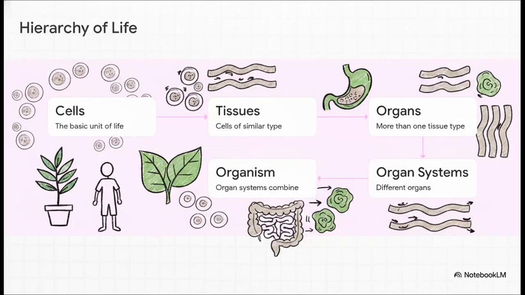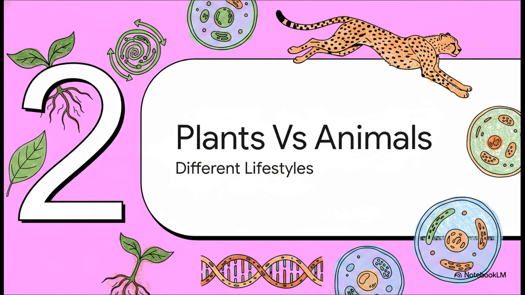Let's move to how this all builds up. It's kind of like a giant puzzle. It all starts with those base-level cells. When cells with a similar job group together, boom, they form tissues. Then multiple tissues combine to create organs, like a leaf on a plant or your own stomach. Different organs then link up to form organ systems, like your entire digestive system. And finally, all those systems combine to make a complete, functioning organism. The whole shebang.